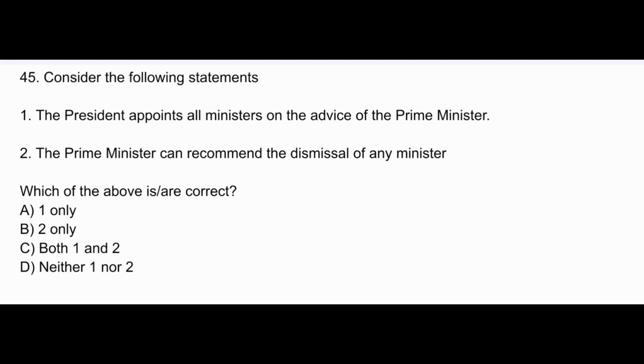Next question. Consider the following statements. 1. The President appoints all ministers on the advice of the Prime Minister. 2. The Prime Minister can recommend the dismissal of any minister. Which of the above statements are correct?